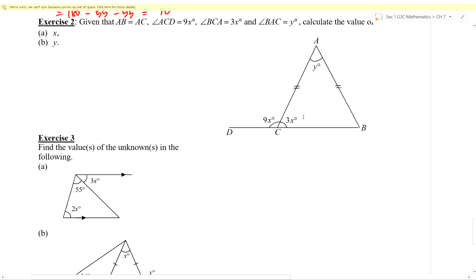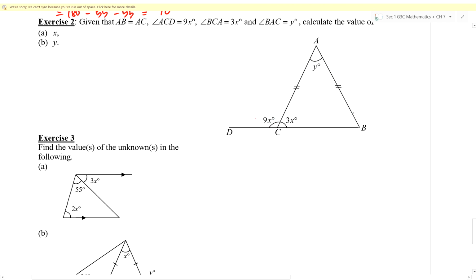AB is equal to AC. Okay, I see an isosceles triangle again. ACD is 9x. This is the exterior angle, which means that 9x must be angle Y plus whatever angle this is.